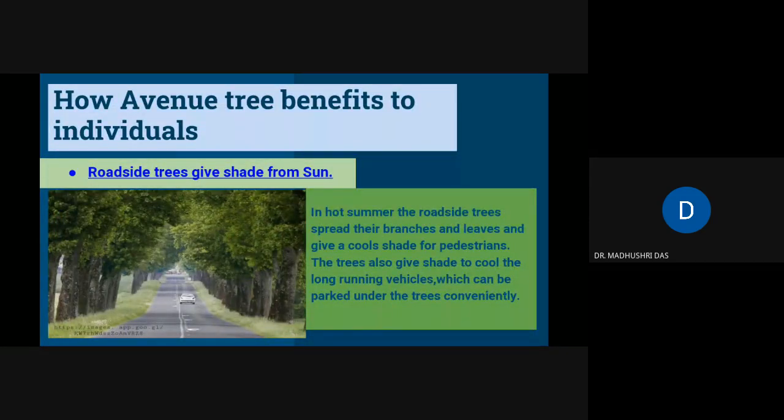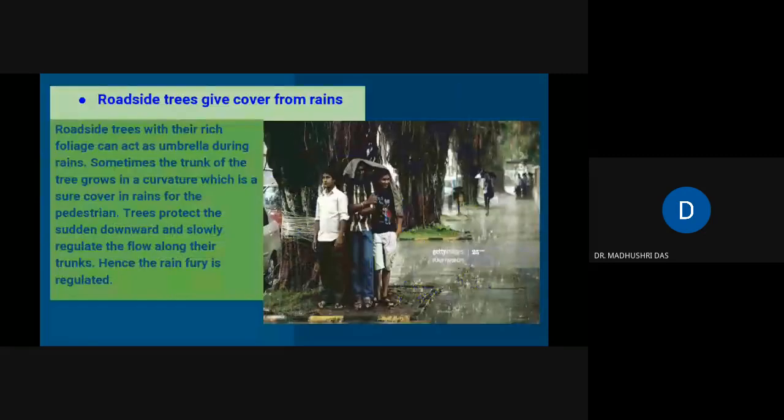On sunny days, due to roadside trees, their flanked branches provide cooling shade to long-running vehicles and to walking tourists. It also gives protection to pedestrians from thunderstorms.